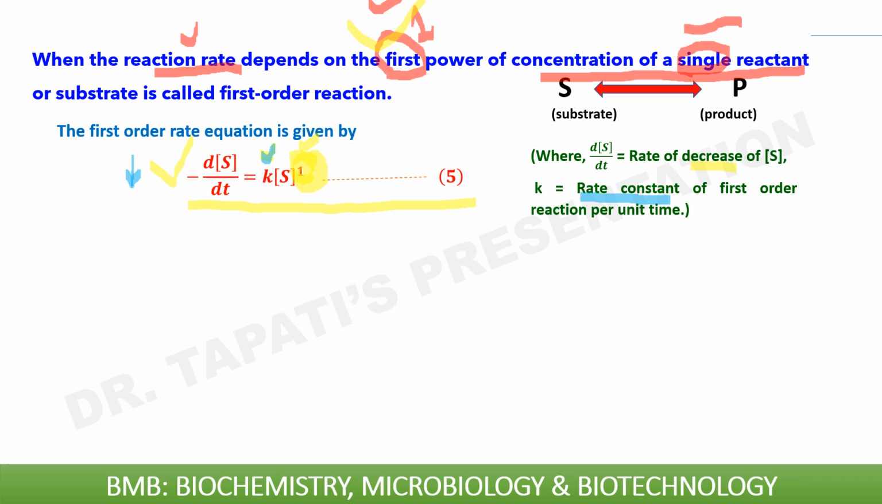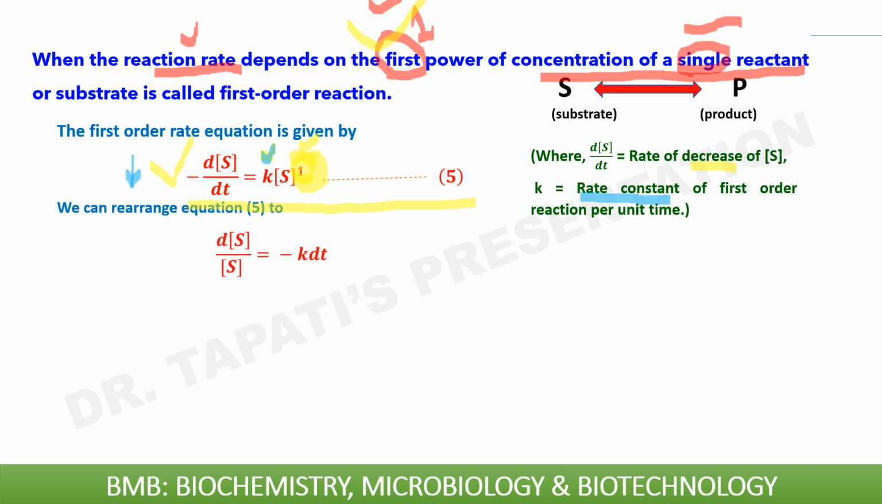Why the decrease of rate of the reaction? Because we are expressing it as dS, that is substrate. In a biochemical reaction, with respect to time, substrate concentration is decreased and product concentration is increased. Therefore, it is the rate of decrease of substrate.